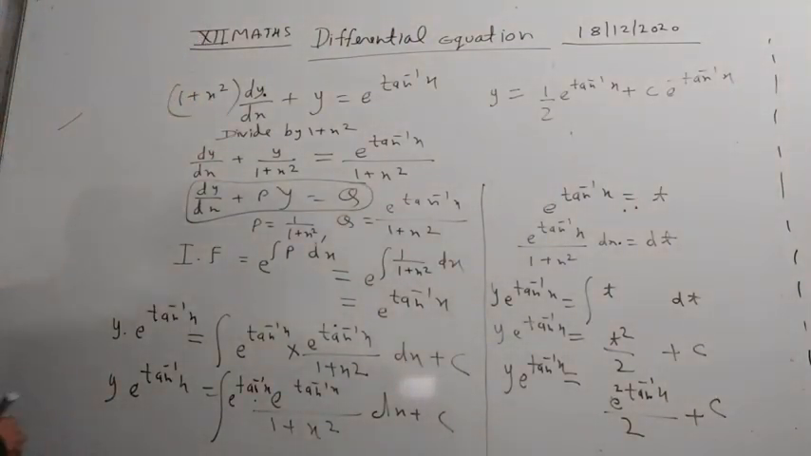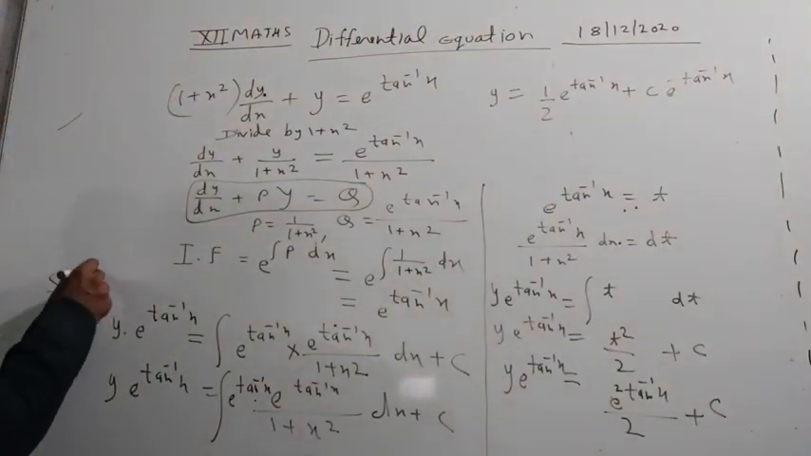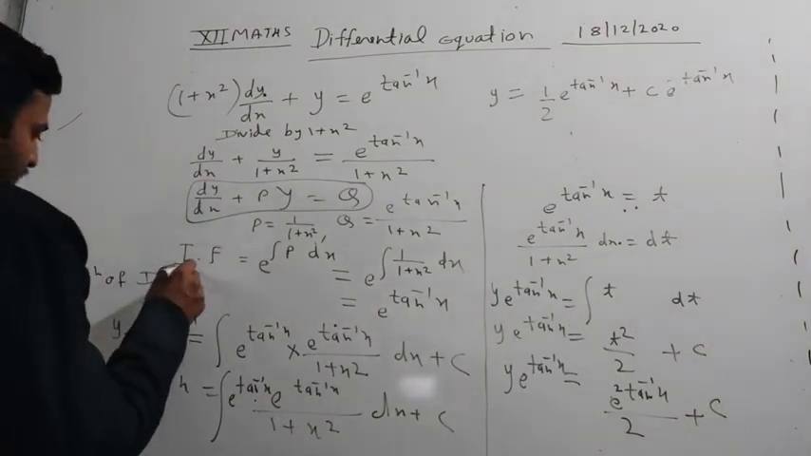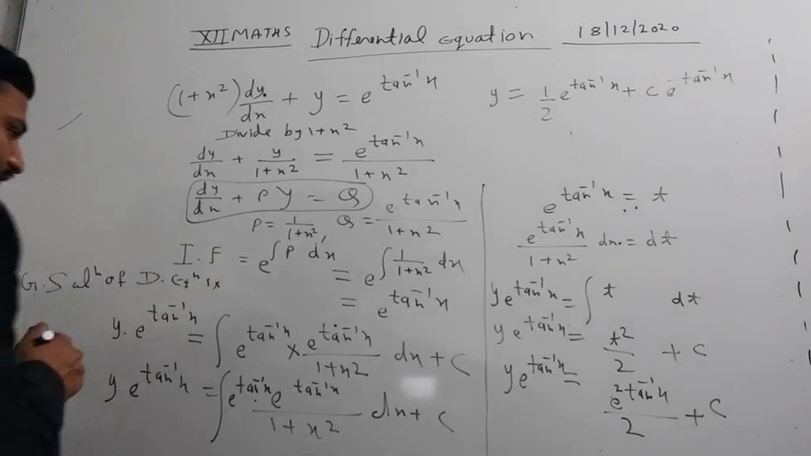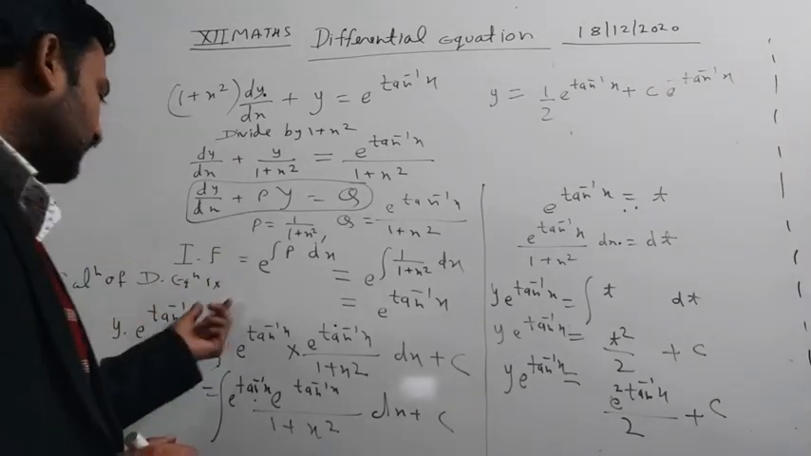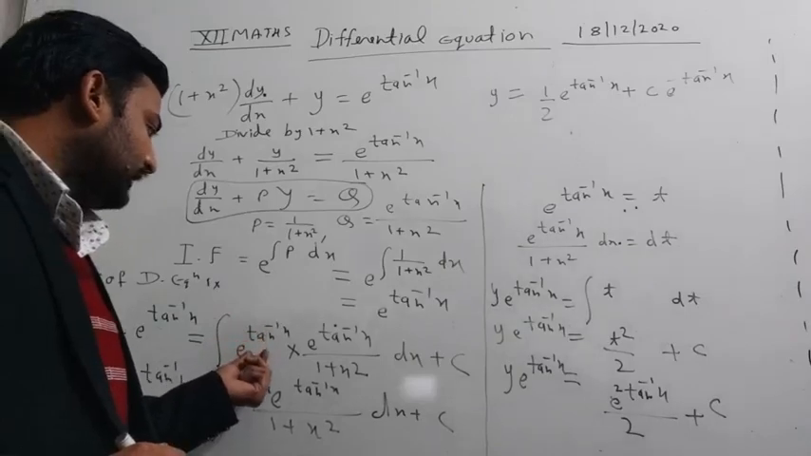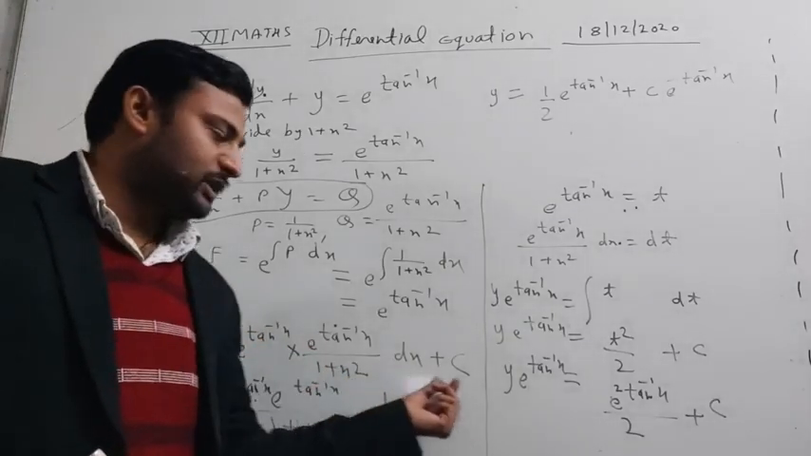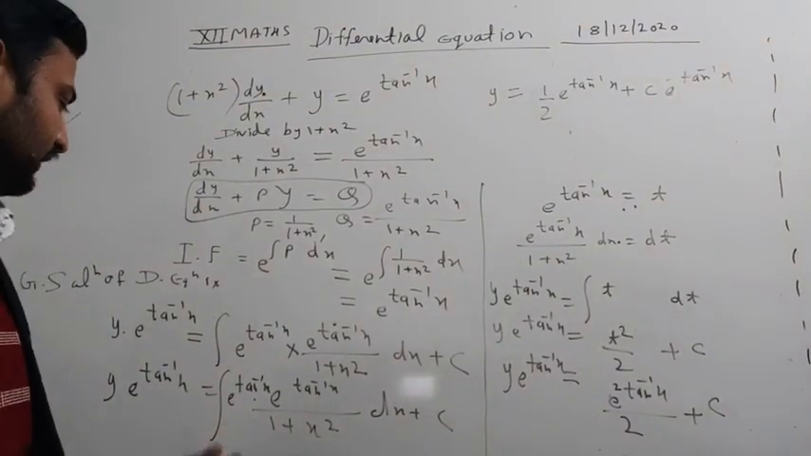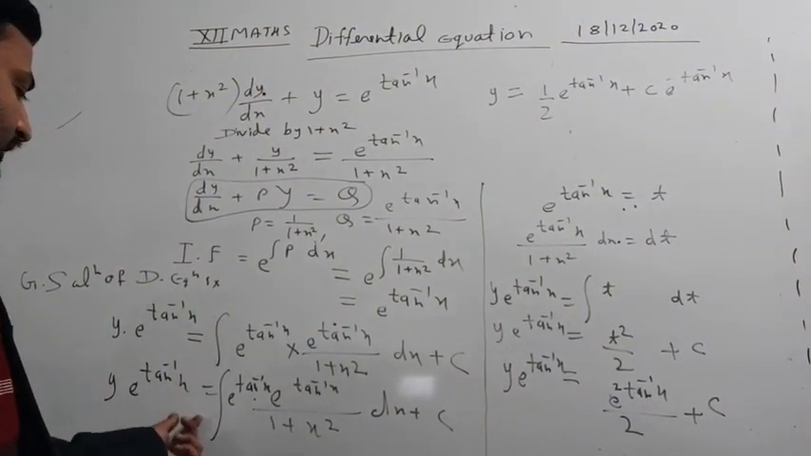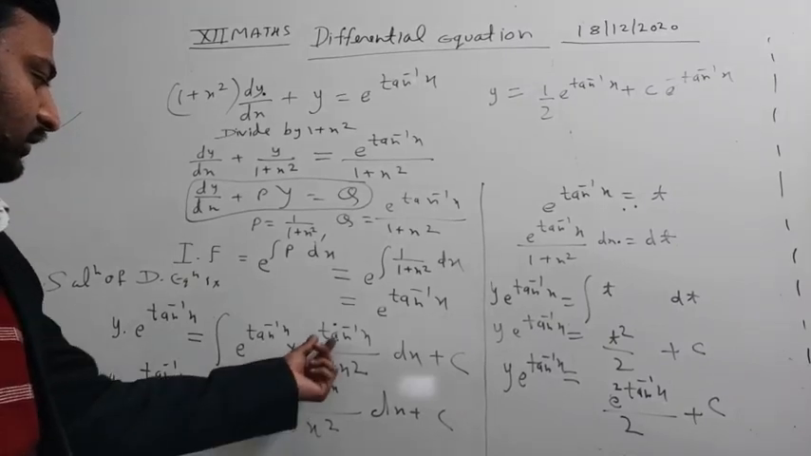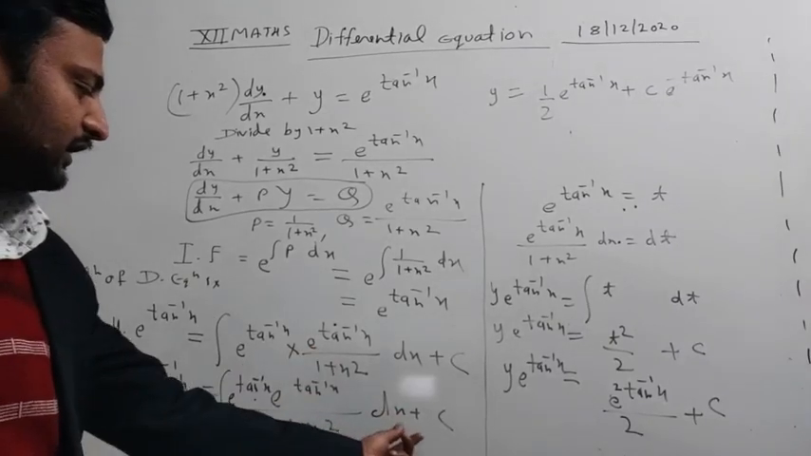Now our solution, the general solution of the differential equation is what? y e to the power tan inverse x, which is integration of integrating factor into q dx plus c. Now we integrate this and get our required result. So y e to the power tan inverse x is integral of e to the power tan inverse x into e to the power tan inverse x by 1 plus x square dx plus c.